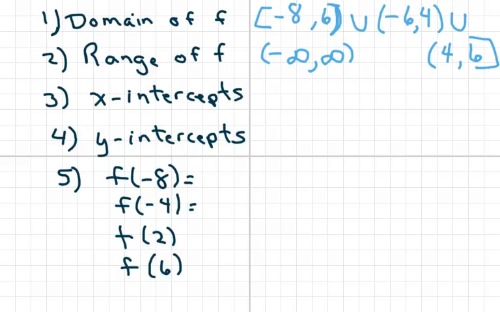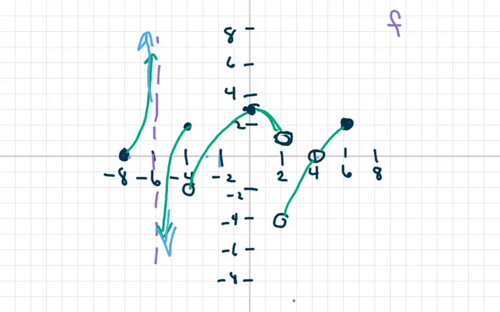why do I have 3 places? So x-intercept is when y is 0. So we have -8, 0. We have -5, 0. And we have -3, 0. I thought we counted 4. Oh, this one doesn't count because it's open.